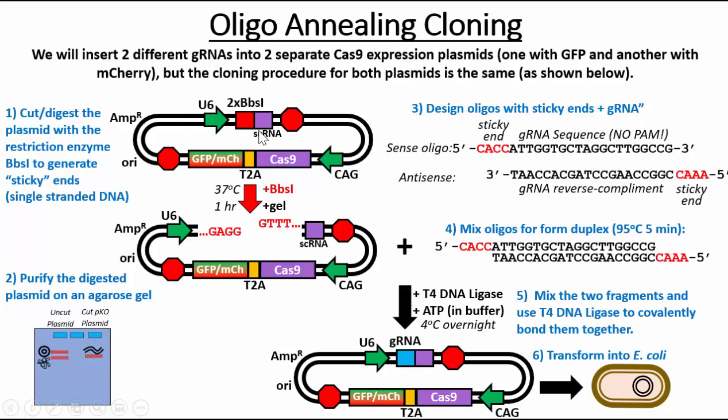We need to take this plasmid right here, digest it, or pretty much cut it with BBS1. That will give us these sticky ends right here. Then we design guide RNA oligos to have sticky ends as well. Anneal those into a duplex, mix those with the plasmid, add a little T4 DNA ligase, incubate that in the refrigerator overnight, and the two parts seal together. Then we put them into bacteria, and the bacteria makes a lot of the plasmid for us. So there you go. That's everything from start to finish, how Cas9 works, and how we can express it in a cell with its guide RNA using a plasmid that was made with oligo annealing cloning.